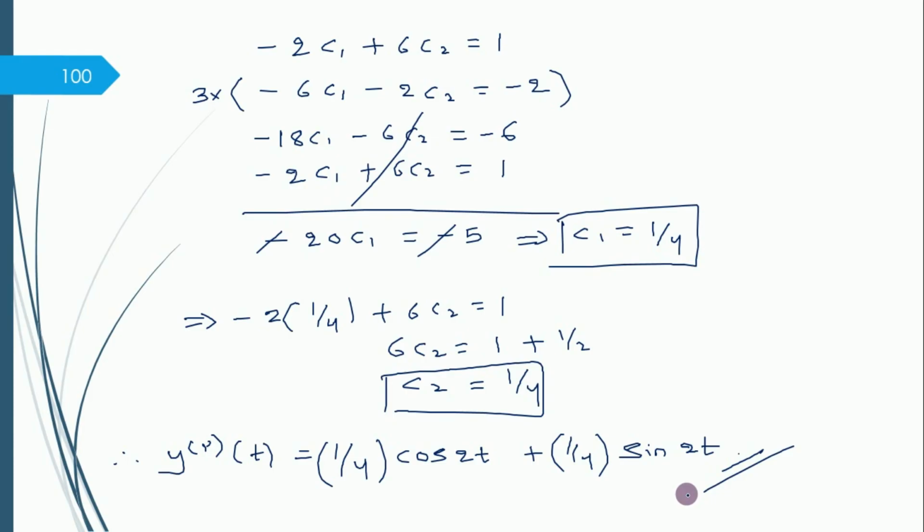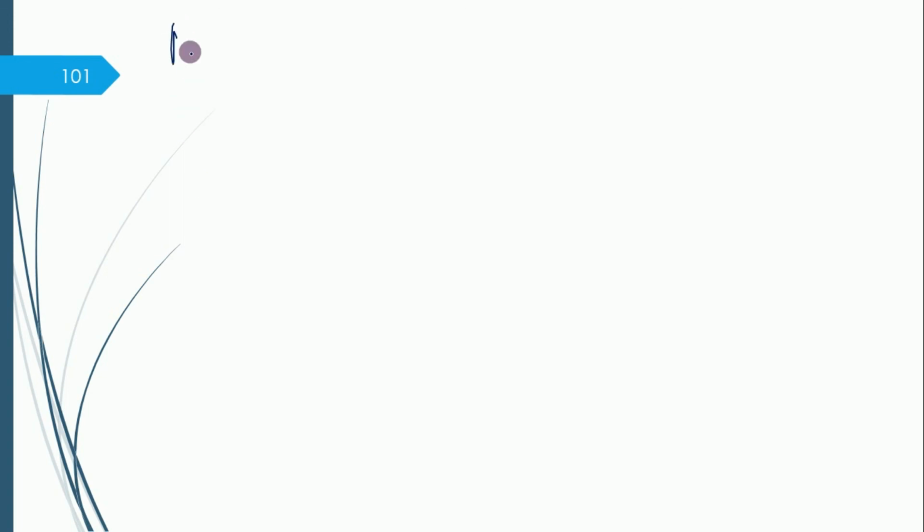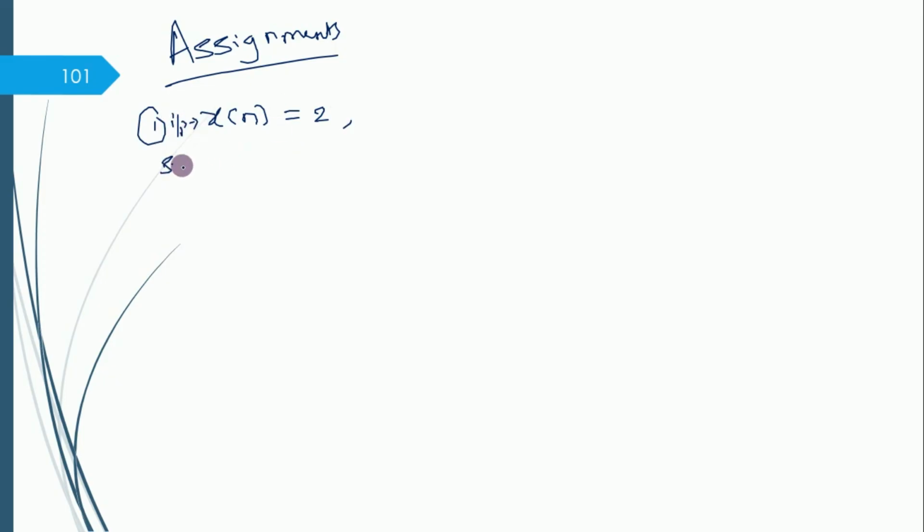So take down the assignments for the particular solution. First one: the input given is x of n is equal to 2, and the system given by y of n, this is a discrete time system, just give it a try: y of n minus 2 is equal to x of n minus 2. Find out the particular solution.